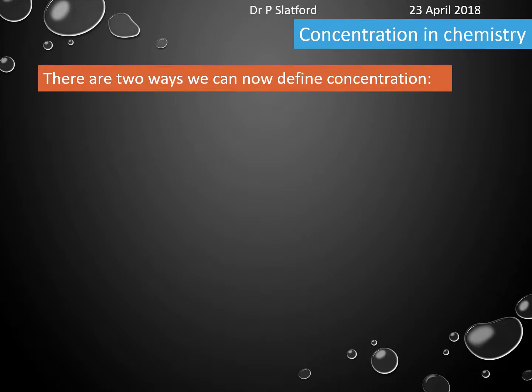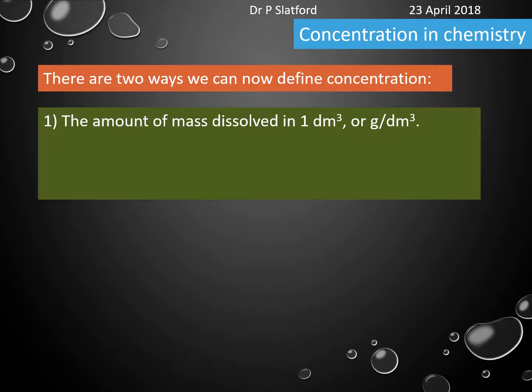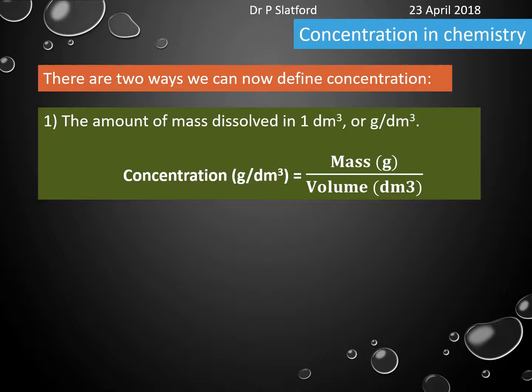We're now going to define these 2 ways. The first way is the amount of mass dissolved in 1 dm cubed, or in grams per dm cubed. So here is an equation: the concentration in grams per dm cubed is the mass divided by the volume in dm cubed. That should be to the power of 3 then.